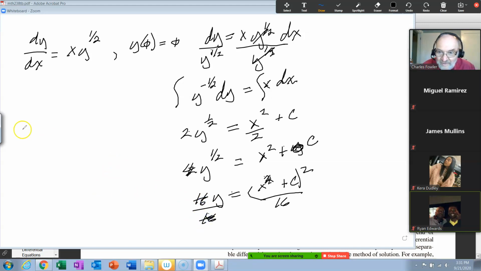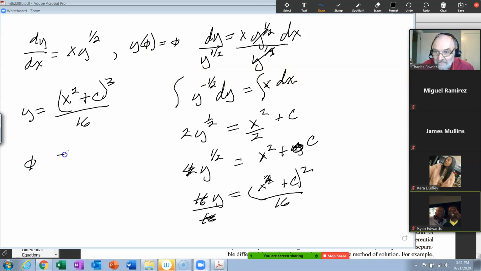We divided by 16. So what we wound up with, y is equal to x squared plus c squared over 16. Now let's plug in 0, 0. So the y is going to be 0 when x is 0, and that's going to be when c, and that's a 2 there. I don't know why it looks so much like a 3. The pen is dragging, equals c squared over 16. Okay.